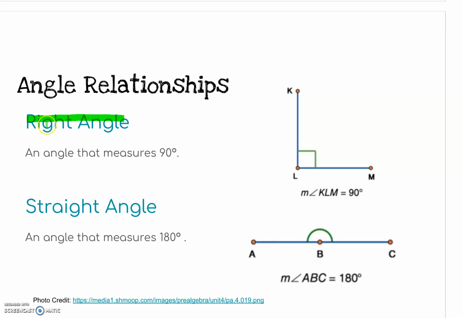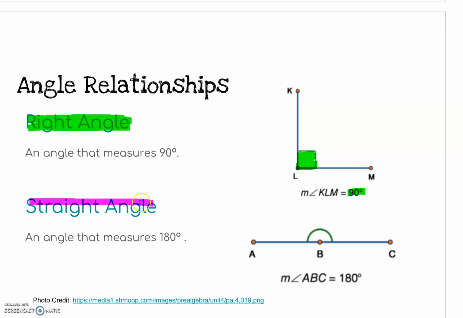A right angle is an angle that measures exactly 90 degrees. In angle KLM, see that special symbol like a box in the corner? This symbol tells us that this angle truly measures 90 degrees.